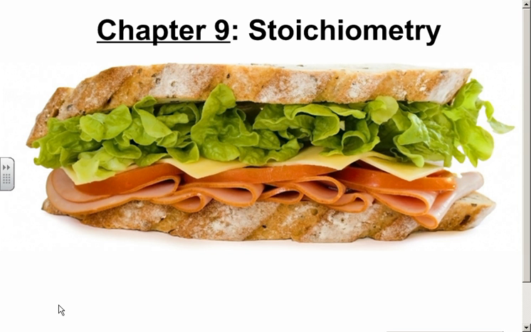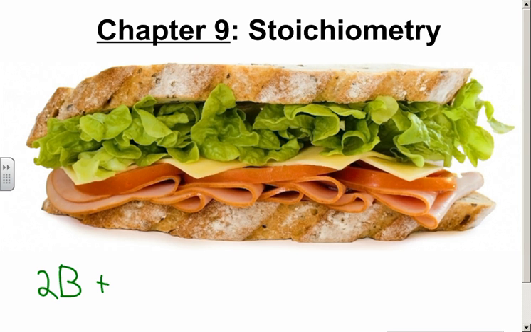For example, let's look at this sandwich. In order to make this sandwich, you would need bread. I'll abbreviate that with a B. How many slices of bread are shown here? Well, 2. So we would need 2 slices of bread plus the other ingredients to make this sandwich.